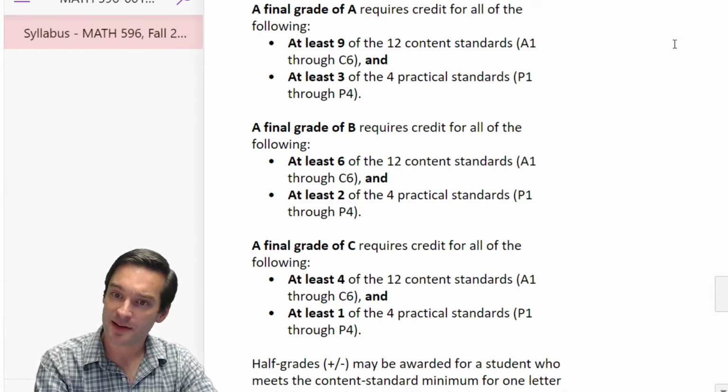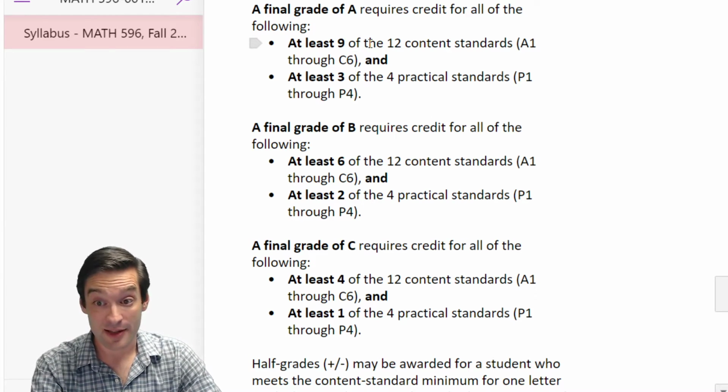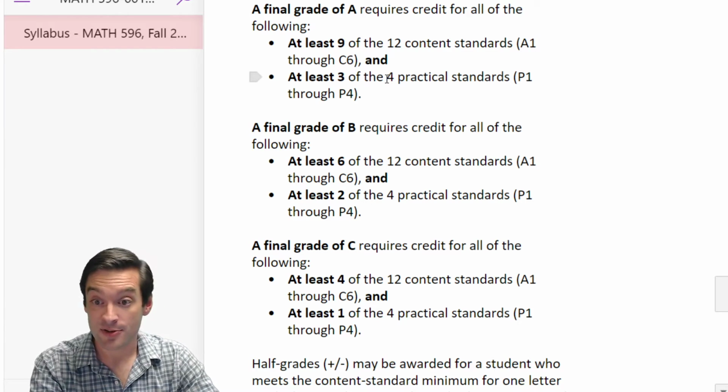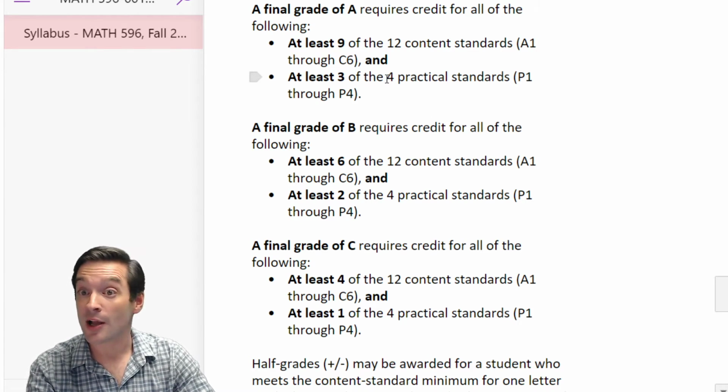Did I miscount my content standards? Maybe it is 16 instead of 15. But you finish with an A in the course if you get at least 9 of the 12 content standards to proficiency and at least 3 of the 4 practical standards. And again, the practical standards are assessed through the project. The content standards are assessed through everything else that we do in the course and can also be assessed as part of the project as well.